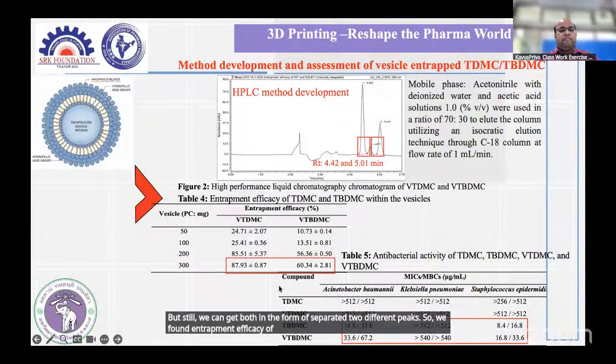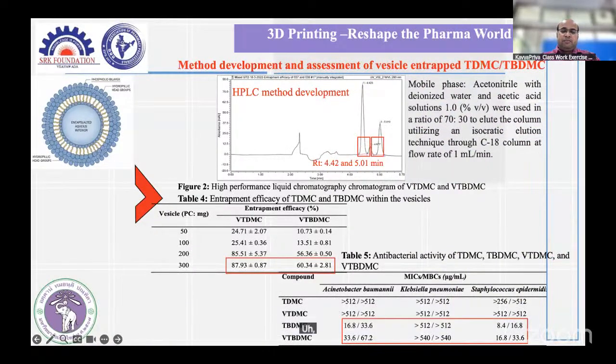Efficacy of 87 as well as 60. So it indicates that this tetra bis dimethoxy is showing a lower range of encapsulation efficacy than tetra dimethoxy.